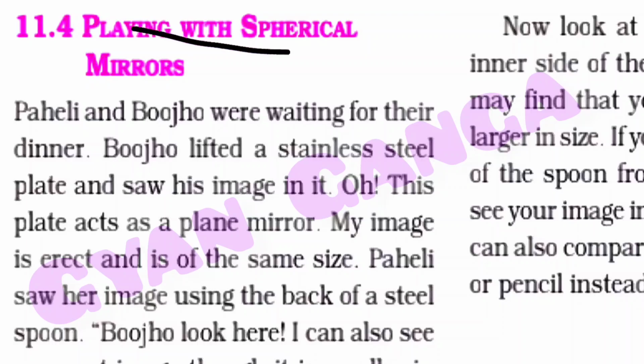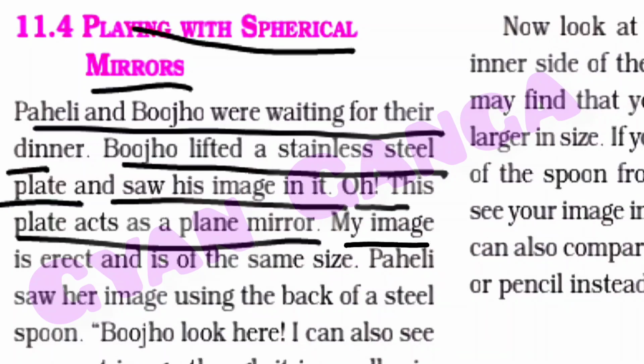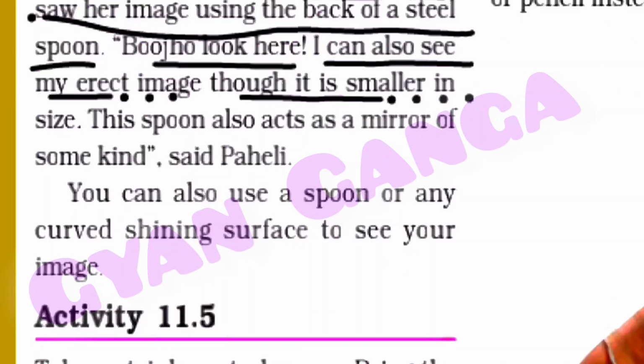Playing with a spherical mirror. Saheli and Buju were waiting for their dinner. Buju lifted a stainless steel plate and saw his image in it. Oh, this plate acts as a plane mirror. My image is erect and of the same size. Saheli saw her image using the back of a steel spoon. Buju, look here. I can also see my erect image, though it is very small in size. This spoon also acts as a mirror of some kind, said Paheli.